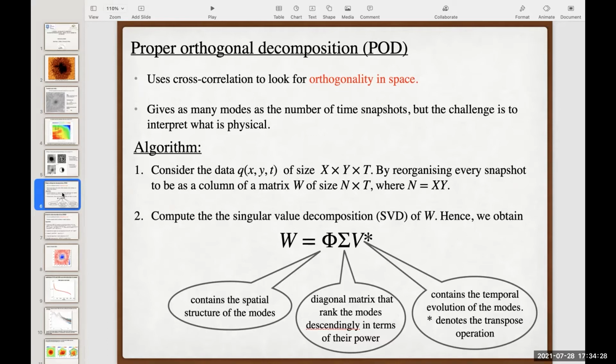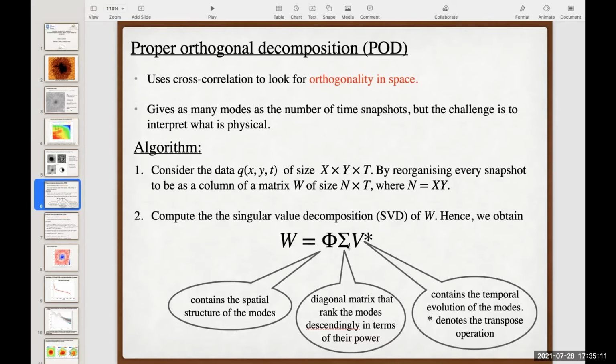How the POD works: it takes every snapshot and reorganizes it as a column vector. At the end, we have as many column vectors as the number of snapshots, representing a 2D matrix, and then we compute the singular value decomposition of that matrix. The output is three matrices. The first one is phi, which contains the spatial structure of the modes, such that every column of that matrix represents the spatial structure of a single POD mode.